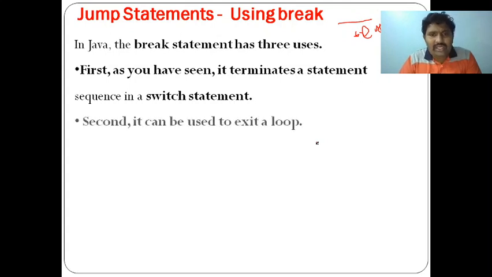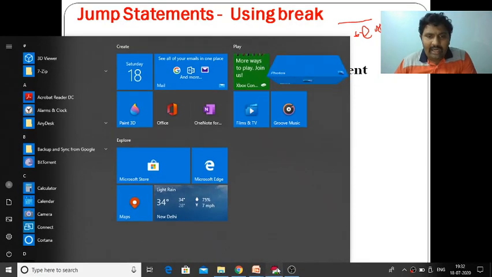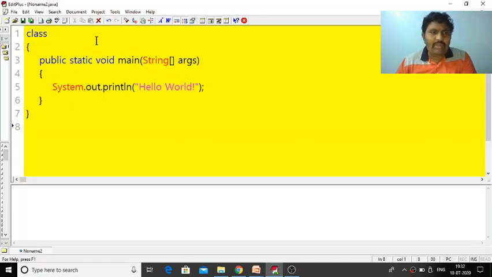Other than the switch case, we can use a break statement to exit from a loop also. That is what we're going to discuss now. And a third alternative is also there. Goto is not available in Java, but goto is achieved through break in the Java programming language. I will explain it very clearly. Please follow along; I will write the programs, and by that you can understand how we can use a break statement.